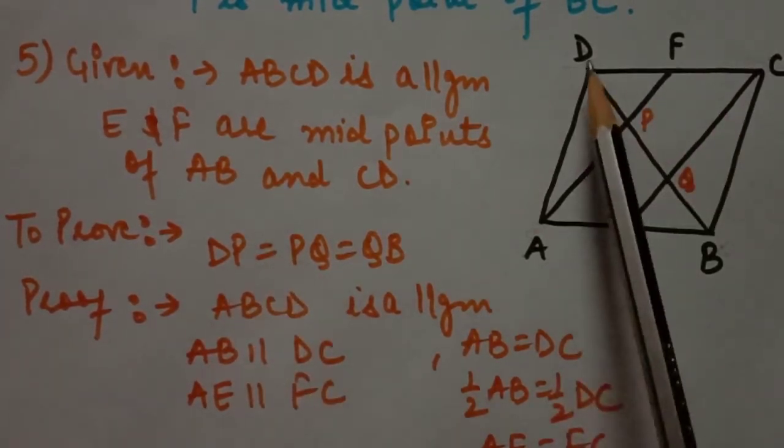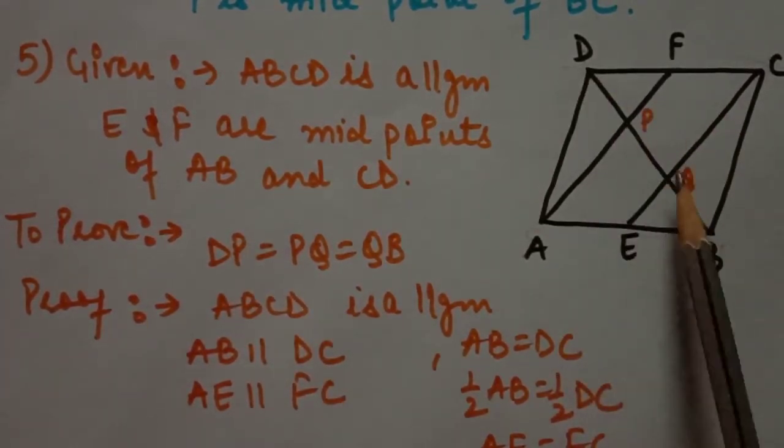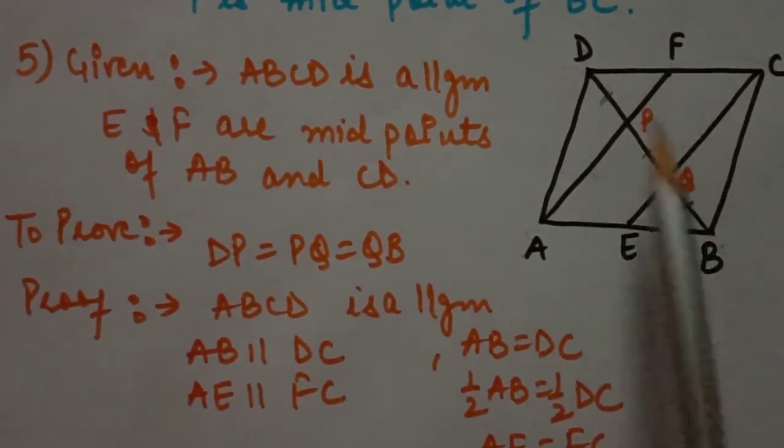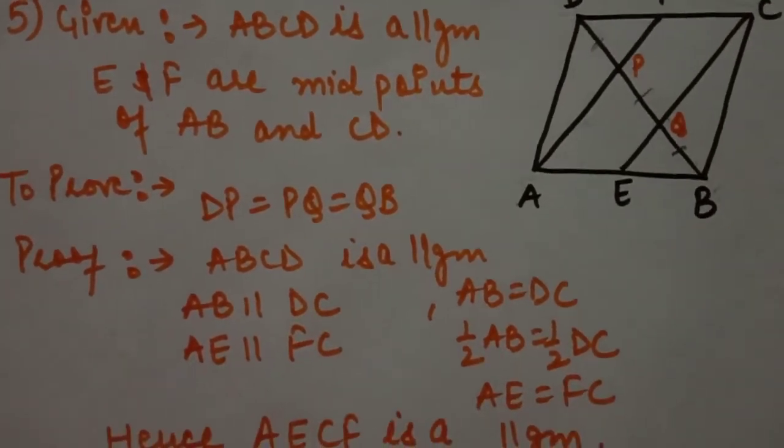So we have to prove that DP is equal to PQ is equal to QB. Trisect means 3 equal parts. These two lines cut it into the 3 equal parts. So students, for that we will start our proof.